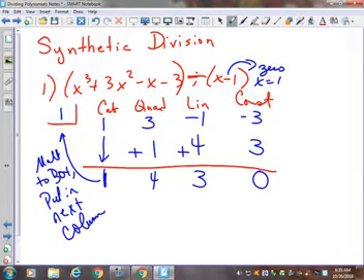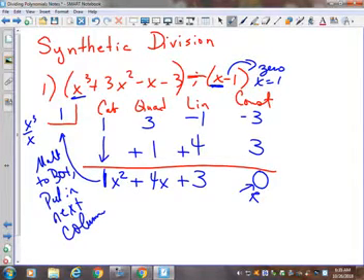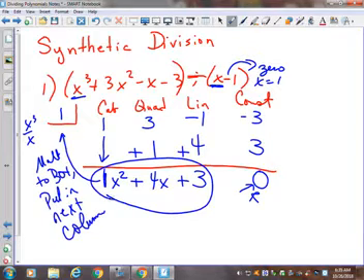Now, if you go back and think about just dividing the first term by the first term, x cubed divided by x will be x squared. So this will start with x squared, then go to linear, then go to constant, and that is your remainder. And your remainder is always the last number on the bottom row. So this one doesn't have a remainder. So this is my answer to this question.